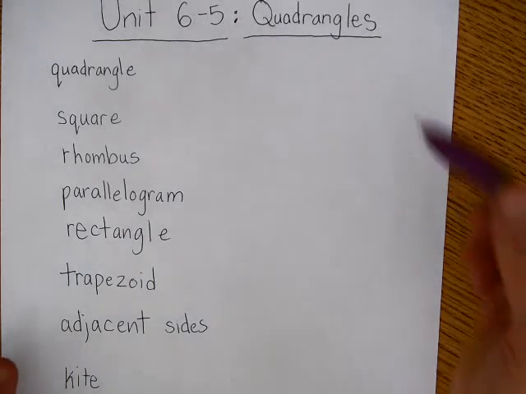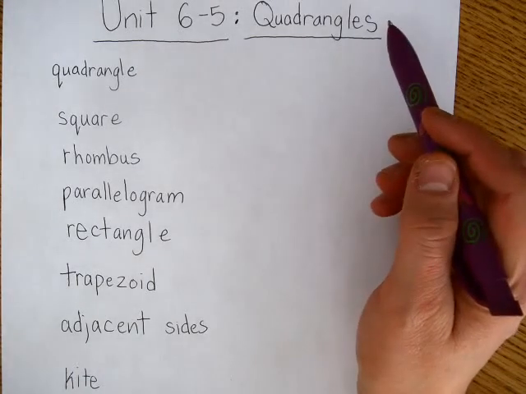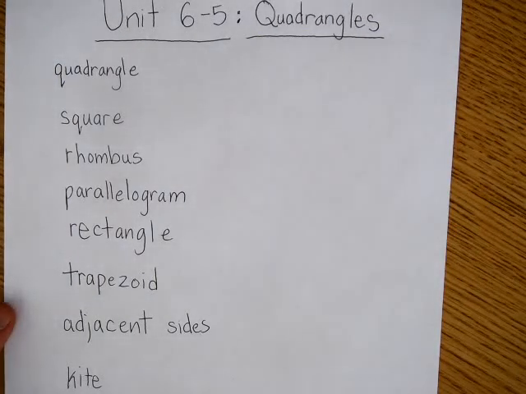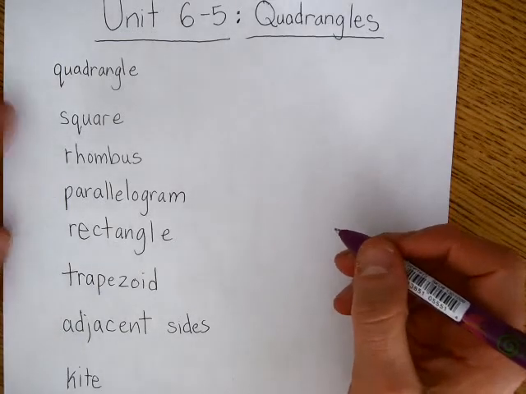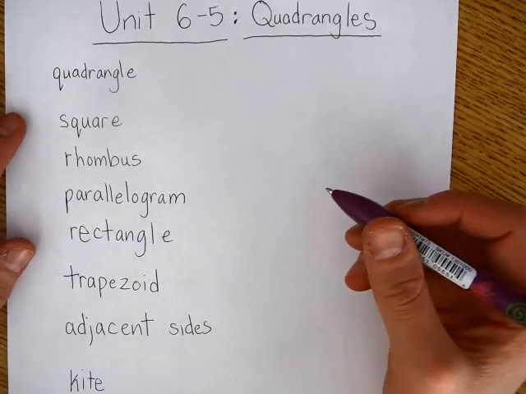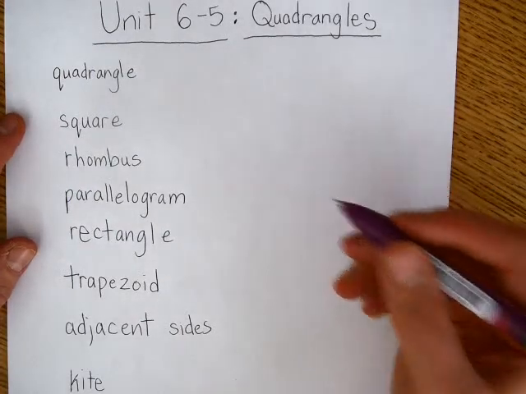This is lesson 6.5, quadrangles, and this is a parent help video for Everyday Math, grade 3. So first we're going to talk about a few vocabulary words in this lesson. There are a number of them that have to do with quadrangles, and the first one that we're actually going to talk about is a quadrangle.